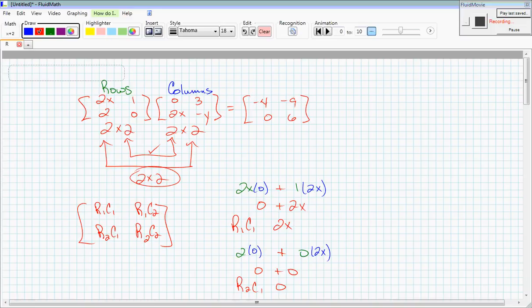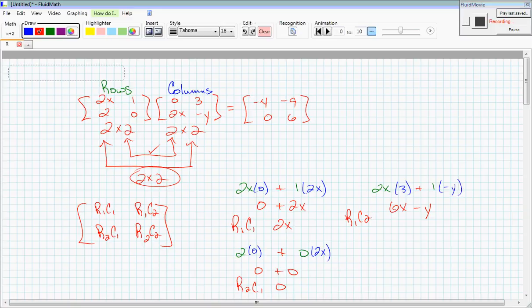So now let's move over to row 1. We're back to row 1, and this is going to stay the same, the 2x and the 1. But now we're in column 2, and columns come from the second matrix. We have 3 and a negative y. When we multiply these and then add these two terms, we get 6x minus y. So in row 1, column 2, our new element is going to be 6x minus y.